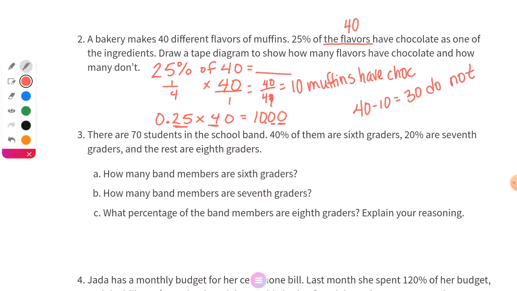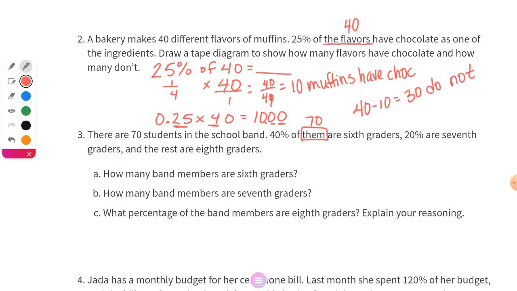Okay, number 3. There are 70 students in the school band. 40% of them are 6th graders. I'm going to underline "them." What is "them" referring to? Owen? 40% of them. No? Students in the school band. The band. 40% of the band are 6th graders. How many band members are there? 70. So 40% of the 70 are 6th graders.